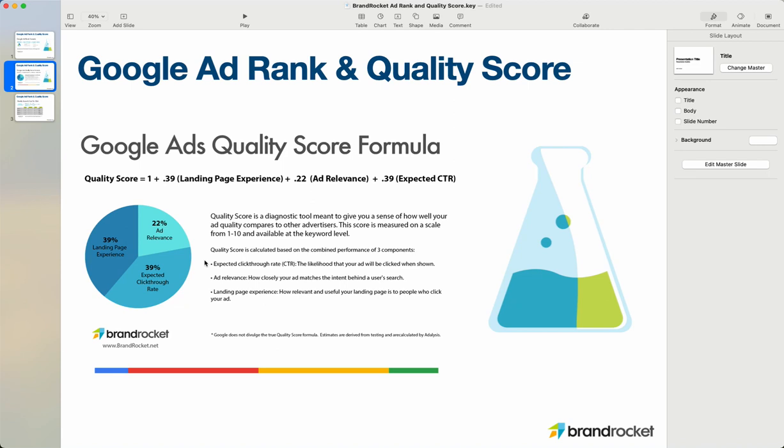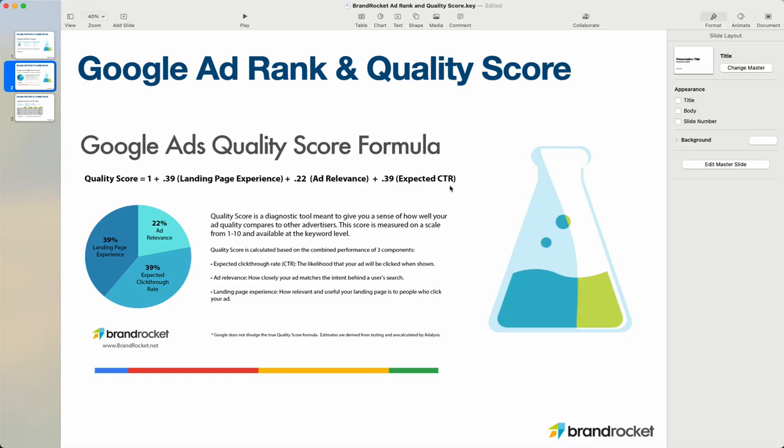So again, Google added this to the formula for a reason, because they want you to be ranking or being listed at the top of the page, because your CPCs a lot of times will be higher, and they're going to make more revenue off of advertising, right? So it gives you a scale of 1 to 10, and it has these three elements to it.